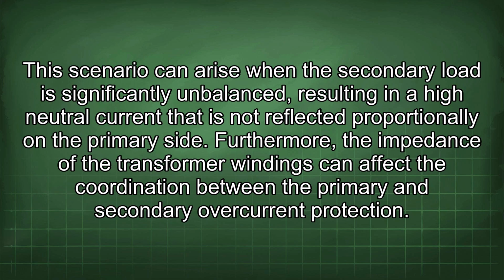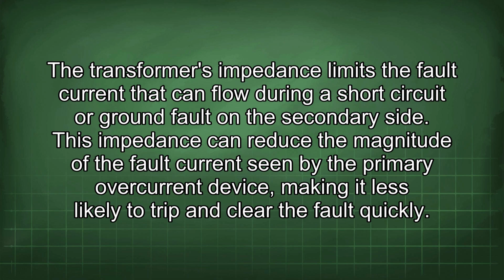This scenario can arise when the secondary load is significantly imbalanced, resulting in a high neutral current that is not reflected proportionally on the primary side. Furthermore, the impedance of the transformer windings can affect the coordination between the primary and secondary overcurrent protection. The transformer's impedance limits the fault current that can flow during a short circuit or ground fault on the secondary side. This impedance can reduce the magnitude of the fault current seen by the primary overcurrent device, making it less likely to trip and clear the fault quickly.